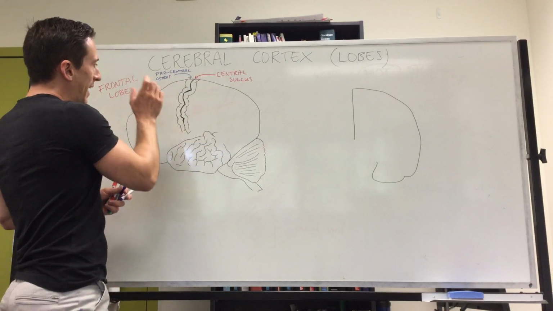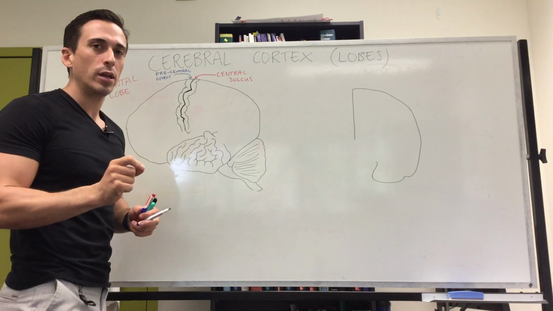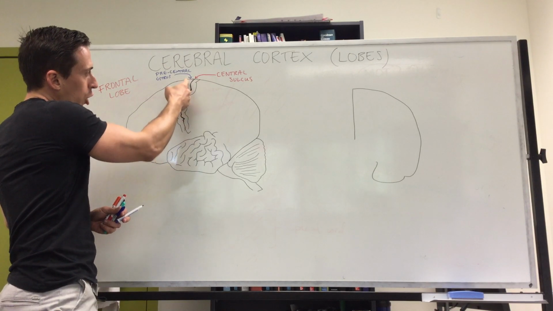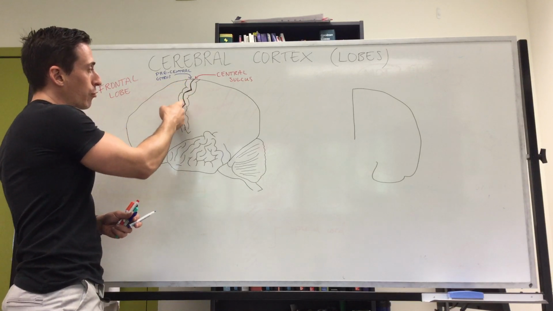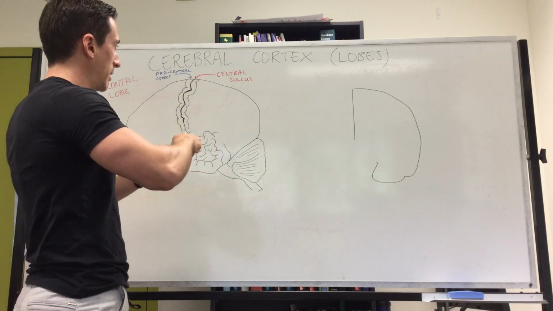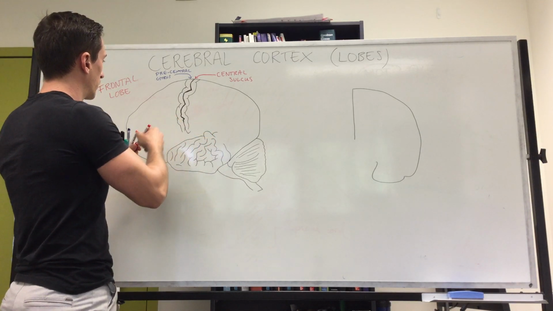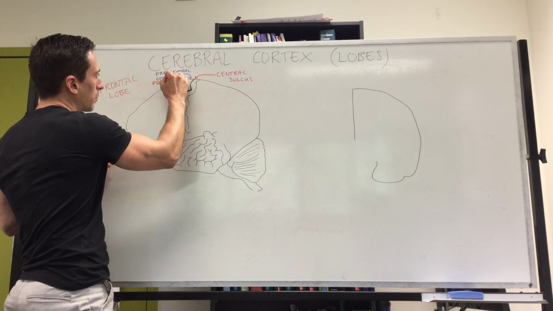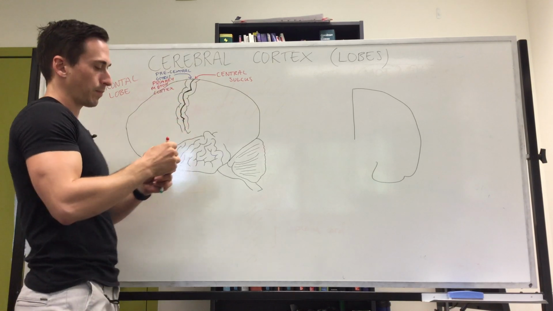Well, it's important because it's part of the frontal lobe, but it's also important because it's what we call the primary motor cortex. This strip, this gyrus that travels down the most anterior aspect of the frontal lobe is the primary motor cortex. Let's write that down. So the precentral gyrus, primary motor cortex. What does this mean?